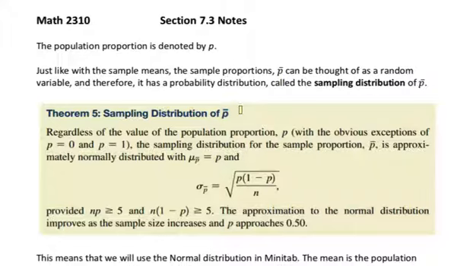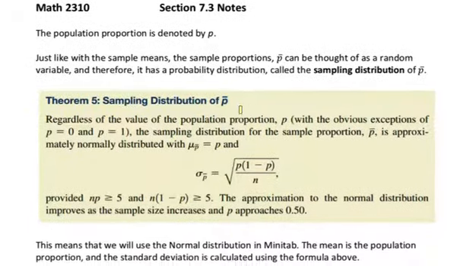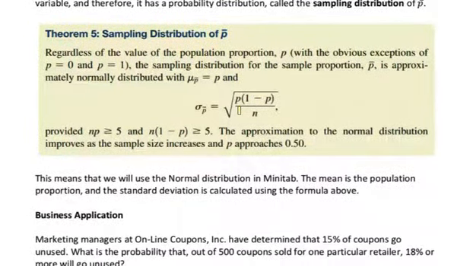The P bar here is similar to when we have the mean for a sample, we label it with X bar. So let's look at Theorem 5. It says sampling distribution of P bar. Regardless of the value of the population proportion P, the sampling distribution for the sample proportion is approximately normally distributed. So this tells us that we're going to be using the normal distribution, with mu equal to P. So that's the mean. And the standard deviation is equal to the square root of P times 1 minus P divided by N.